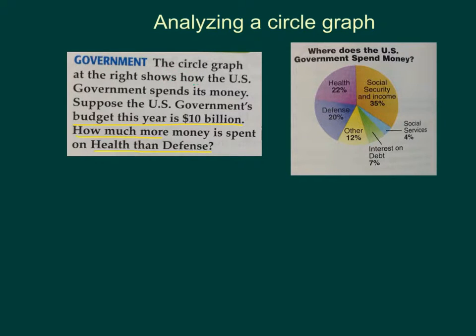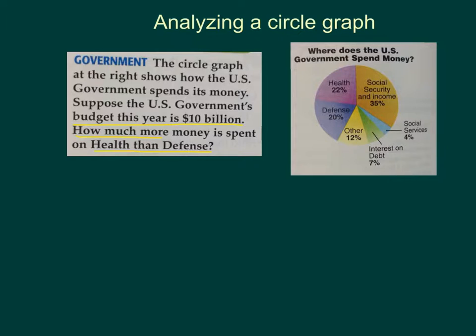It says the circle graph at the right shows how the U.S. government spends its money. Suppose the U.S. government's budget this year is $10 billion. How much more money is spent on health than defense? Now, you'll notice I underlined my key information I needed, and I also underlined "how much more," because I know anytime I see "how much more," it means subtraction. So I want to find how much more is spent on health than on defense.